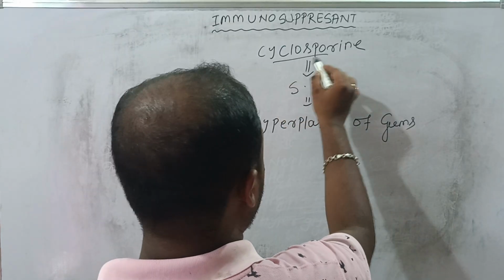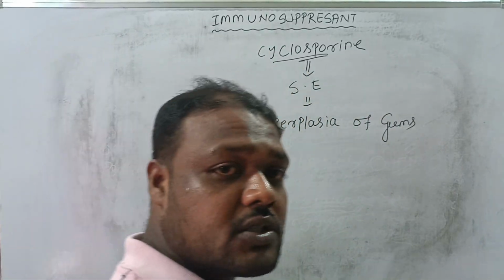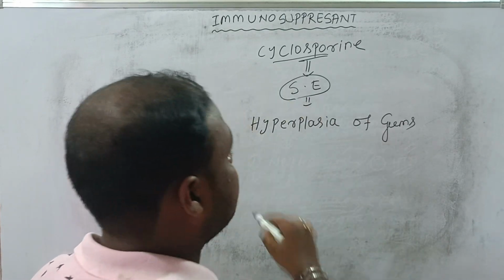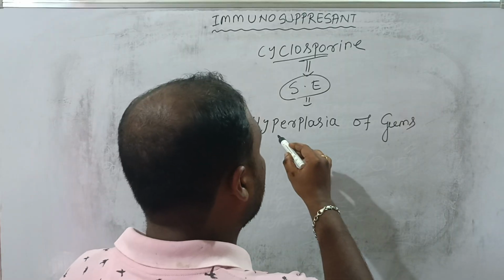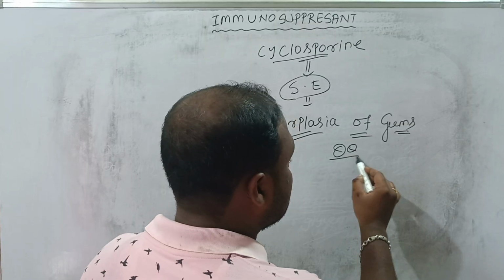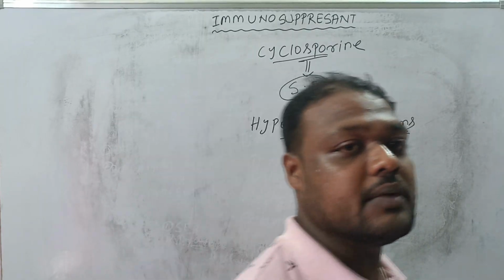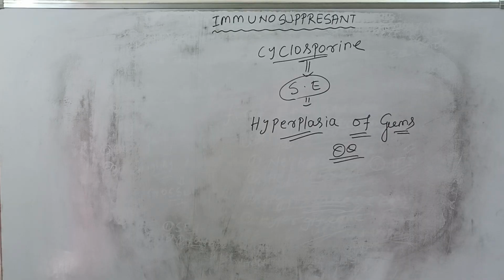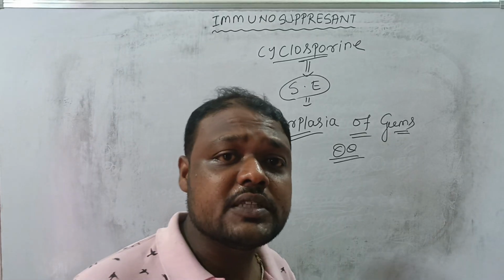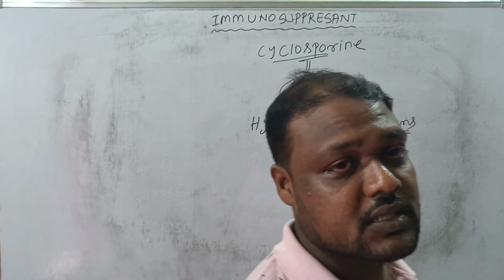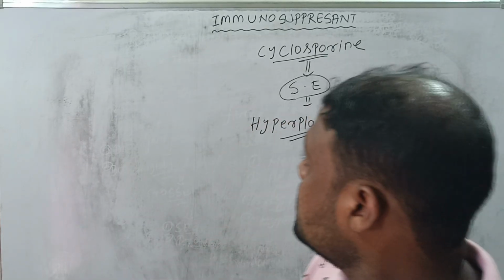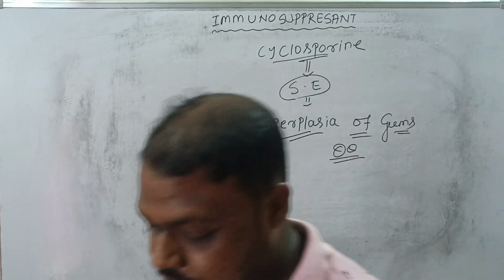The cyclosporine is an immunosuppressant. The side effect is hyperplasia of gums. That is a one-liner question in entrance examinations. Many times the question has already been asked in the exam: hyperplasia of gums is due to cyclosporine.